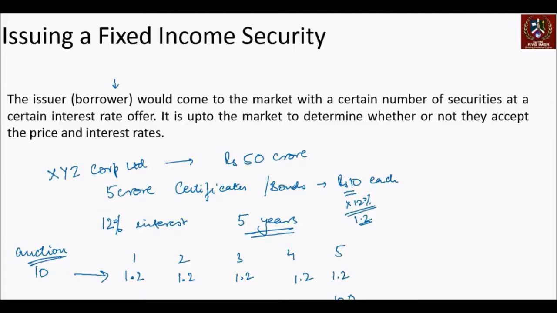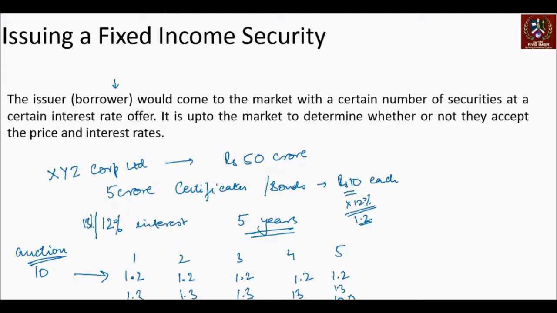There is no compulsion that the market has to buy at 10 rupees, something that is given 12%. The market might believe that, if you had offered 13%, we would have bought. At 12%, we are not interested, right? So the company might go back and change this entire thing to say that instead of 12, we are going to give 13%, in which case the cash flows would change to 1.3 every year, right? And then the market might buy it. But that's how a security is issued.